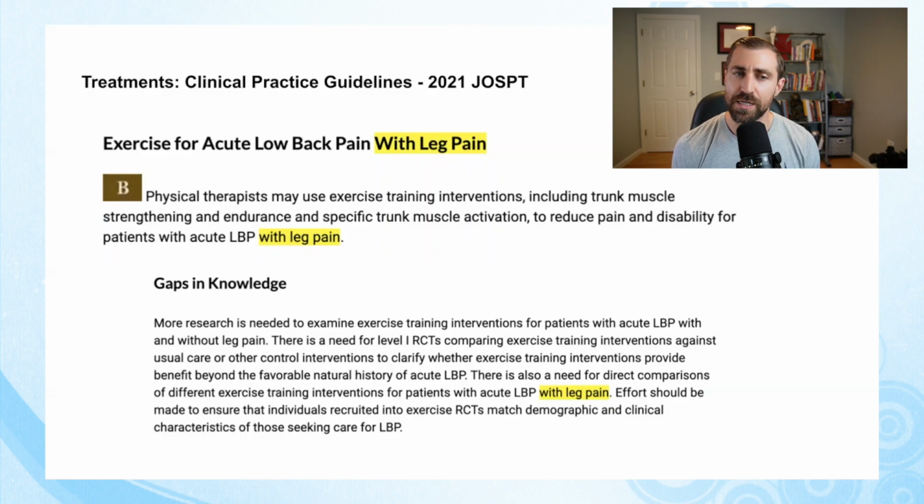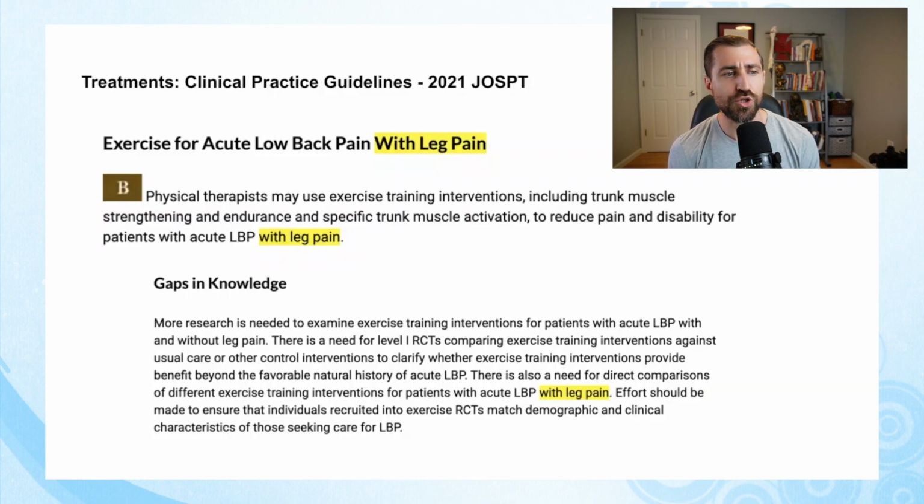And for a lot of these studies, and we'll look at them in a minute, they didn't have a good control group. And that's a problem because we're trying to see what type of exercise is best, but we're actually not looking to see if nothing is as good as the exercise, okay? And that's a problem. There's also a need for direct comparisons of different exercise training interventions for patients with acute low back pain with leg pain. We'll discuss this more a little bit later, but it's not like we have great studies to compare, let's say, nerve glides versus stability exercises versus McKenzie, right? Wish we had this research. We tend not to have very much of that.